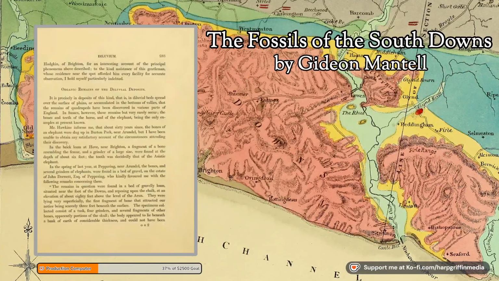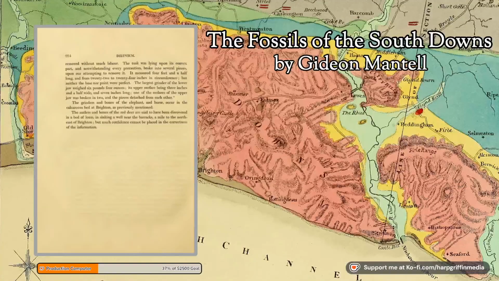The specimens collected consist of a tusk, 4 grinders, and several fragments of other bones, apparently portions of the skull. The body appeared to lie beneath a bank of earth of considerable thickness, and could not have been removed without much labor. The tusk was lying upon its convex part, and notwithstanding every precaution, broke into several pieces upon our attempting to remove it. It measured 4 feet and a half long, and from 22 to 24 inches in circumference. But neither the base nor point were perfect.